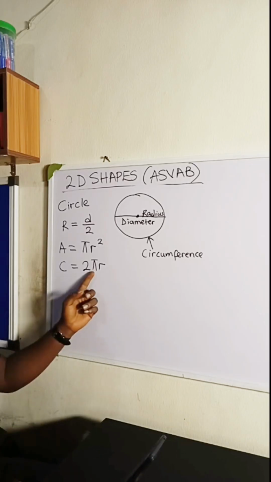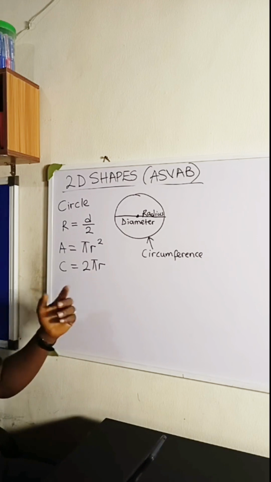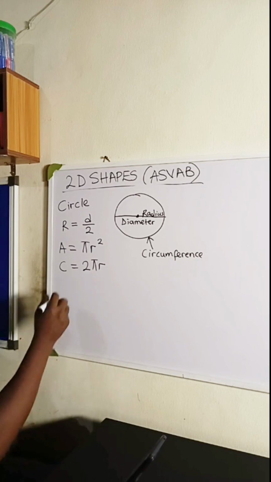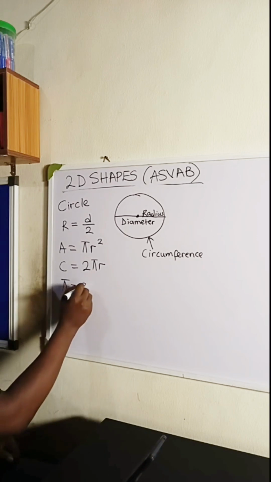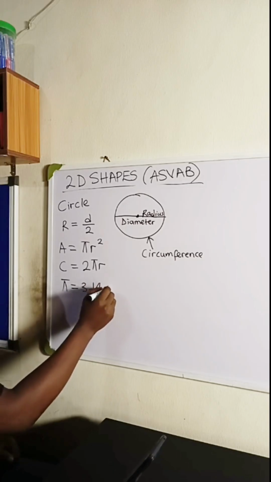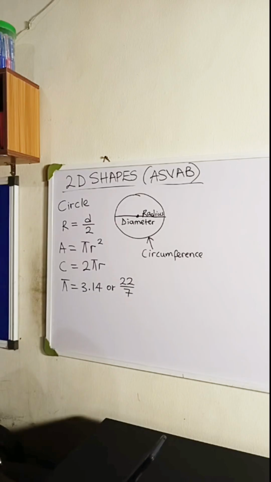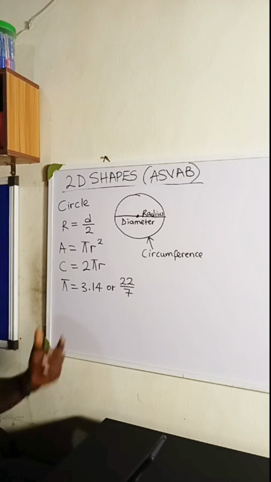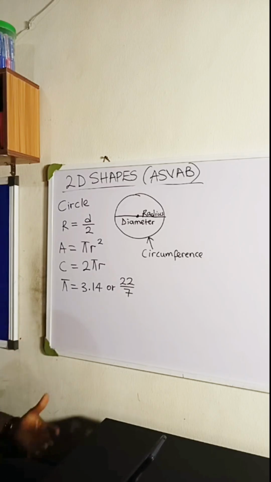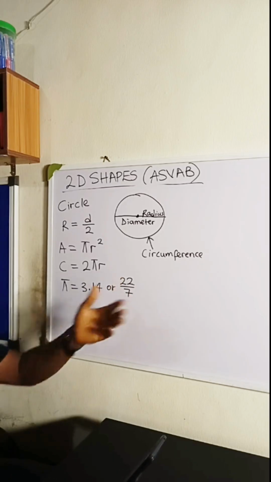So, but what is pi? Pi is a constant. Pi is equal to 3.14 or 22 over 7. So you can use 3.14, you can use 22 over 7. But most times it's better to use 3.14 because you're going to do some multiplication. So it's better to multiply the decimal and any other value you are multiplying.